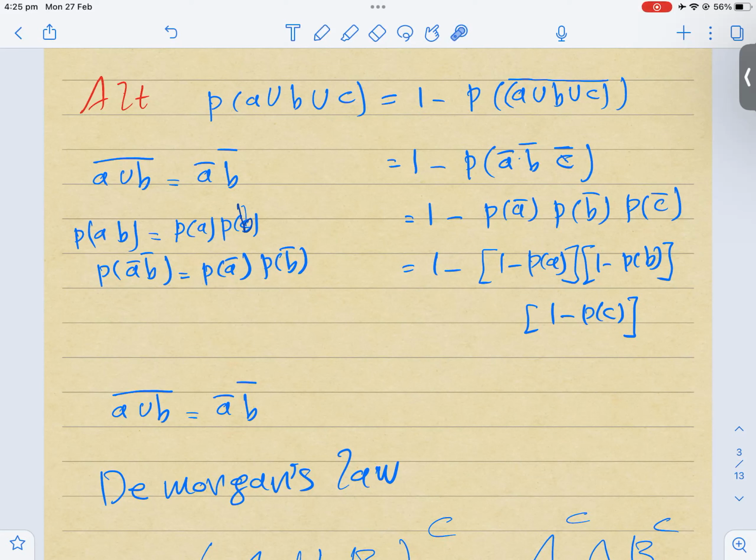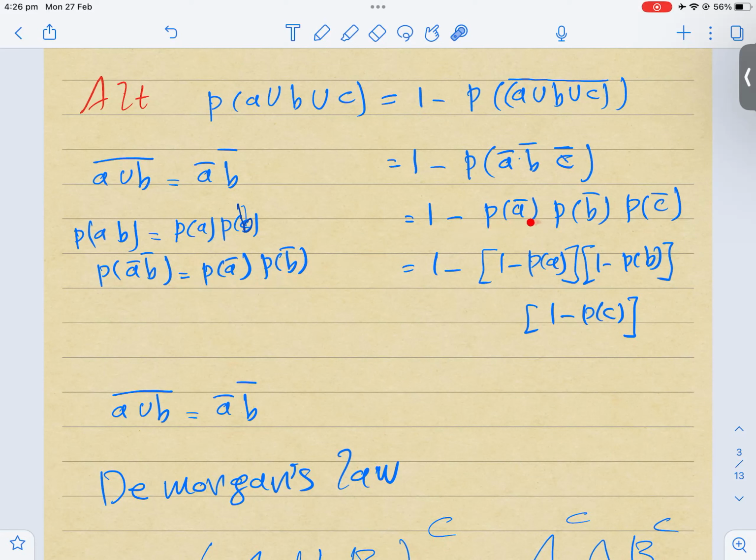The remark is this: if you have A and B, the probability of AB, we were able to write as the multiplication of the probability of each of them. If A and B are statistically independent, we can conclude that their complements are also statistically independent. As a result, the probability of A bar B bar is equal to the probability of A bar times the probability of B bar.